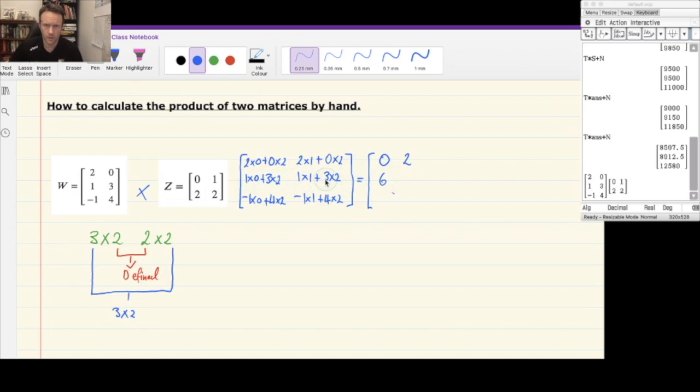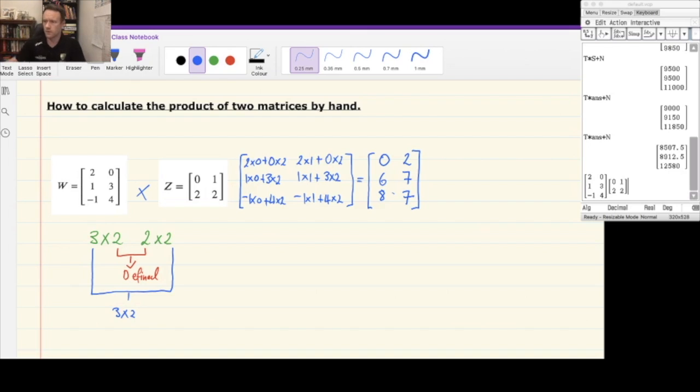1 times 1 is 1, and 3 times 2 is 6. So that's 7 added together. And then down here, negative 1 times 0 is 0, 4 times 2 is 8. And then negative 1 times 1 is negative 1, plus 4 times 2 is 8. So negative 1 plus 8 is 7. Okay, check that there, that looks all right. And that is our product matrix.